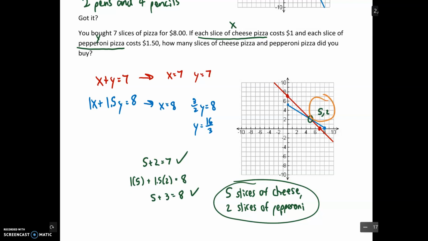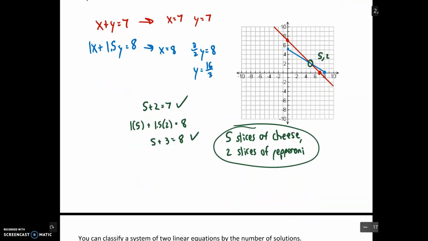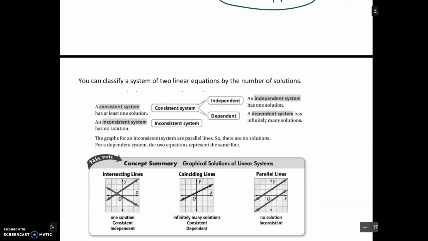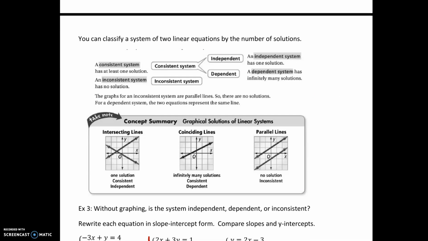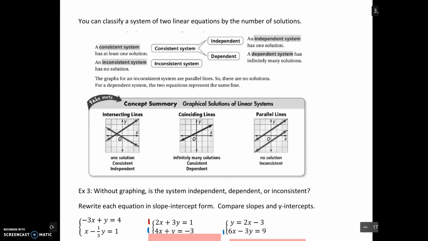So it's always a good idea, if you think something's a solution on your graph, to make sure your graph's not a little bit wonky and you don't have your lines meeting at some other place. Plug that back into your system and that should work for both equations. If it does, you're going to have that solution.